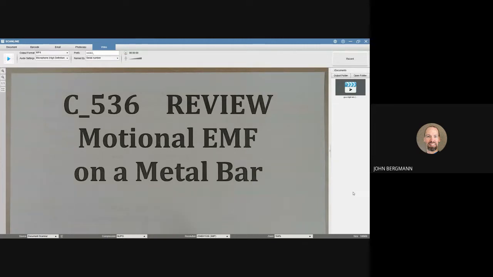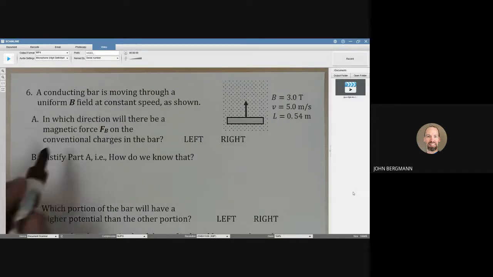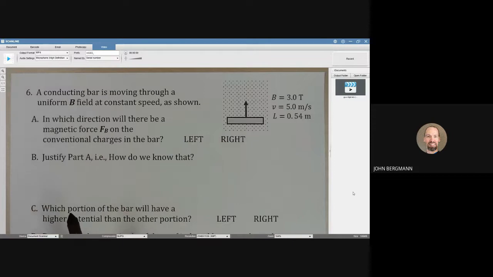Motional EMF on a metal bar. A conducting bar is moving through a uniform magnetic field at constant speed, as shown. In which direction will there be a magnetic force on the conventional charges in the bar?